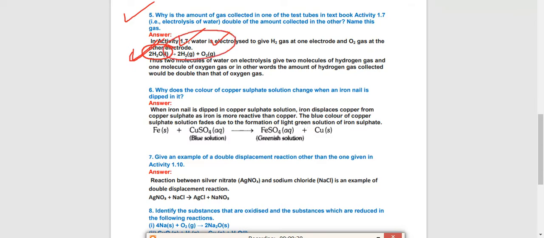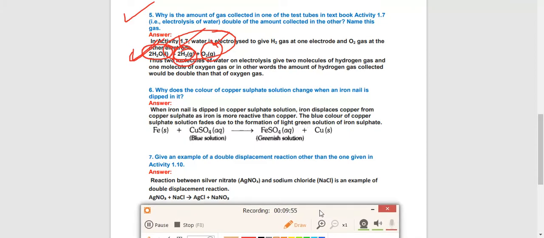You can see over there 2 H2 we have written, meaning H2 is always in larger quantity and the amount of oxygen is less. So we'll say that from 2 molecules of water we are getting 2 molecules of hydrogen and 1 molecule of oxygen gas. So obviously the amount of hydrogen gas is more as compared to the oxygen gas.